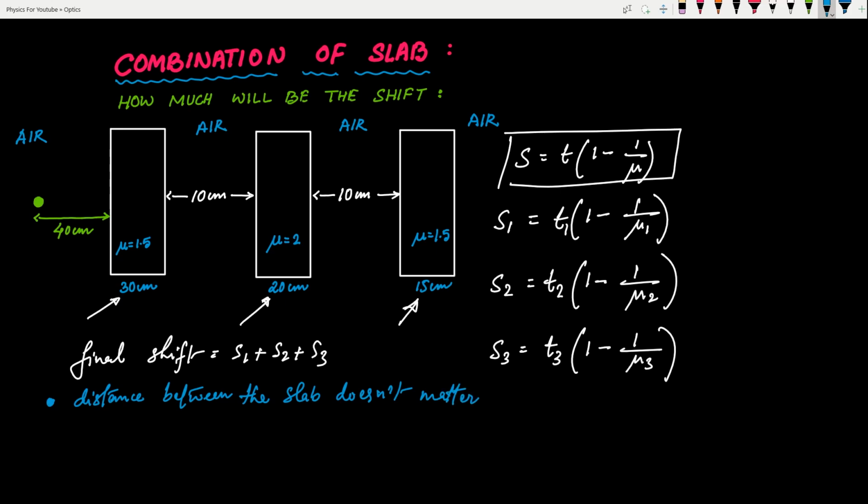So what is the distance? Whether here it is 10 centimeter, 10 centimeter, or if it were like 20 centimeter and 15 centimeter, it doesn't matter. It won't change the value of the shift. Okay, so that's what I'm trying to say, that the distance between the slabs doesn't matter.